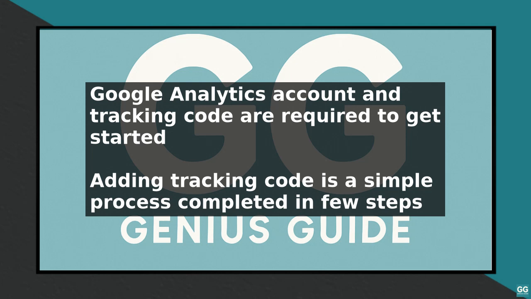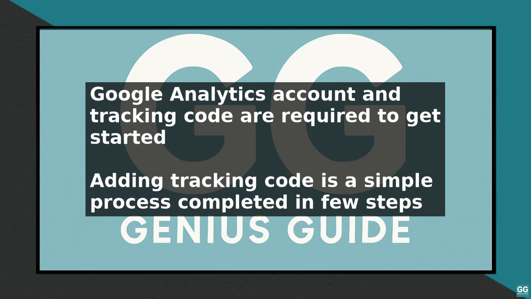To get started with Google Analytics tracking code, you will need to create a Google Analytics account and add the tracking code to your website. This is a relatively simple process that can be completed in a few steps. Once you have added the tracking code, you can start collecting data and gaining insights into your website's performance.